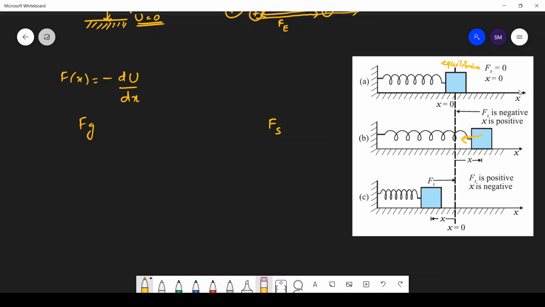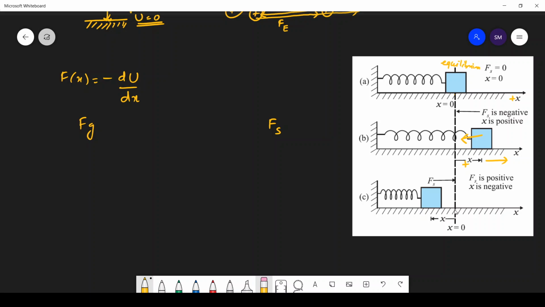And you are taking this direction as positive, so this direction will be negative. So Fs is negative and x is positive. This x is positive because it is acting in this direction, and spring force is opposite to the direction of the displacement. So Fs is negative.